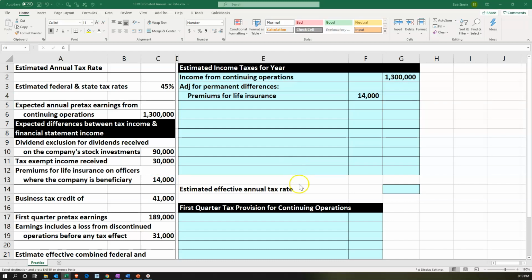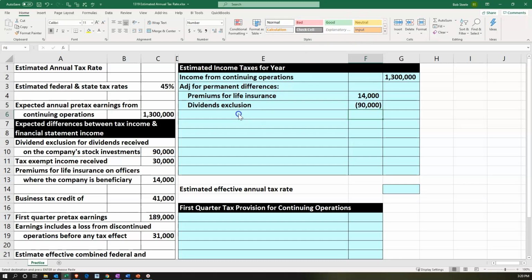The dividends exclusion here is going to be income that is included here that should be excluded for taxes. So we've got to remove the income. This would be an income line item that we don't have to report for taxes. Therefore, we're going to reduce it. So we're going to subtract out the $90,000. And then we said we had other tax-exempt income.